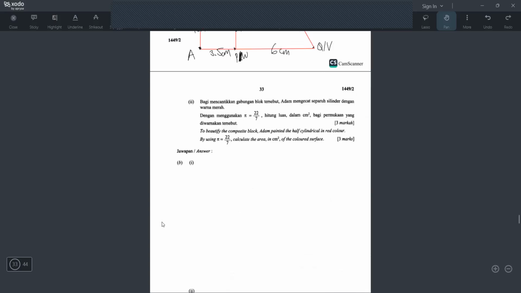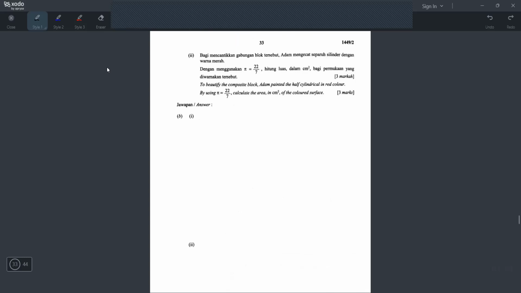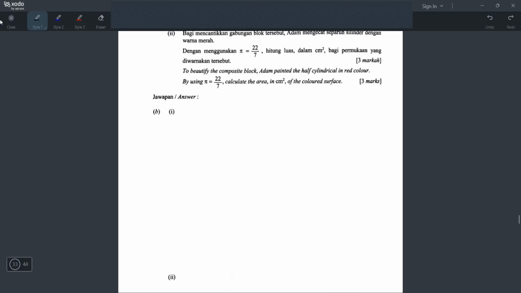For my last question, number 2. To beautify the composite block, Adam painted the half cylinder in red color. Okay, it's way too big already. By using pi 22/7, calculate the area of the colored surface.